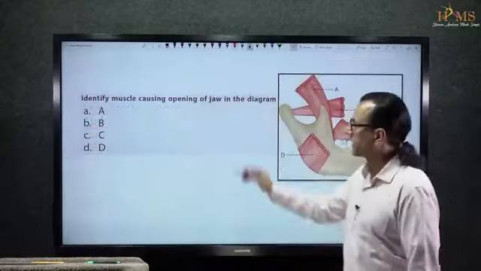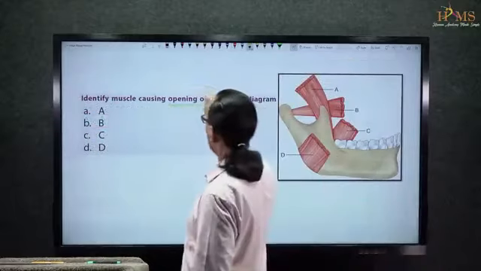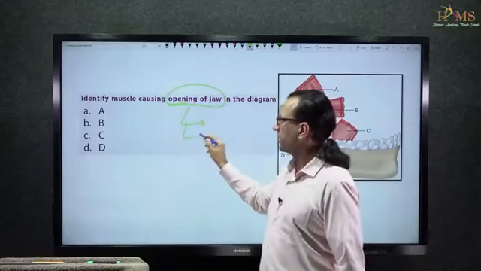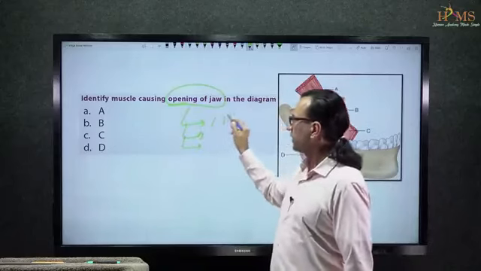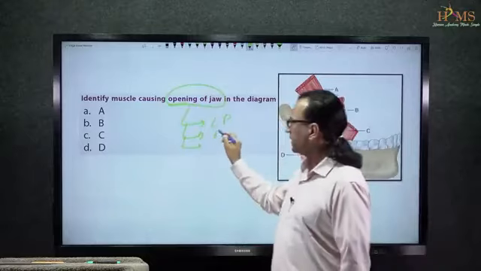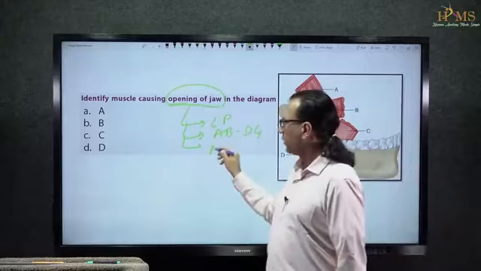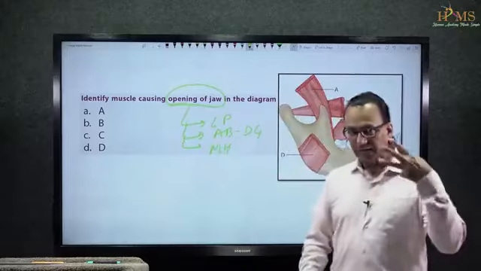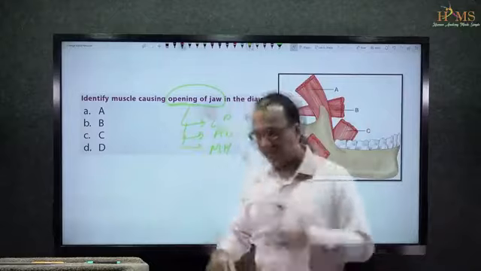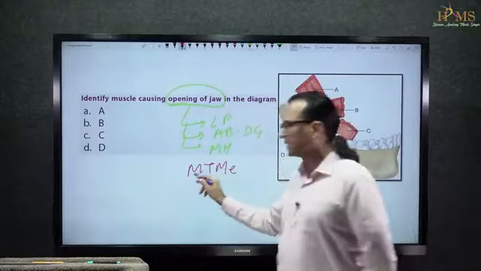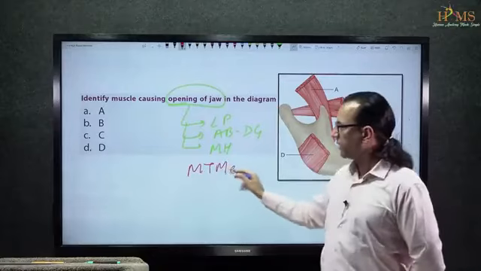Here we got a question asking for the opening of the jaw, which will be depressor of mandible. There are 3 major depressors of mandible. They are the lateral pterygoid, the anterior belly of the digastric, and then you also have the mylohyoid muscle. And there are 3 elevators of mandible also. The 3 elevators of mandible are remembered as MTM elevators: the masseter, the temporalis, and the medial pterygoid.